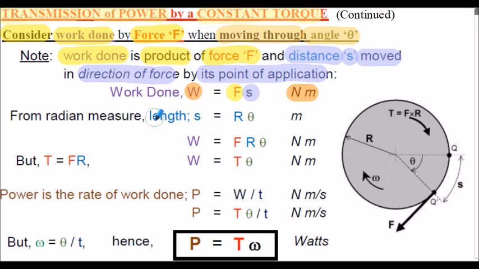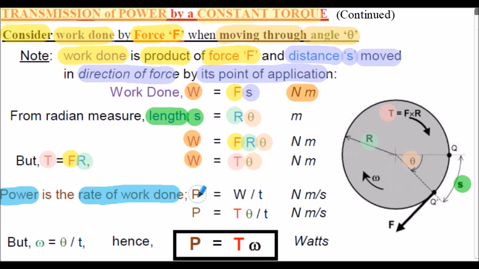From our previous work on radian measure, arc length S, shown here in our sketch, is equal to radius r multiplied by angle theta. So now we can write work done as the force multiplied by r multiplied by theta. But from our sketch, torque T, shown here, is the force multiplied by the radius. So in other words, work done can be written as T multiplied by theta. But now power is defined as the rate at which work is done. So P is equal to work done divided by the time taken. That would have the unit of Newton meter per second or joule per second. So power can be written as the torque T multiplied by angle theta divided by the time taken.